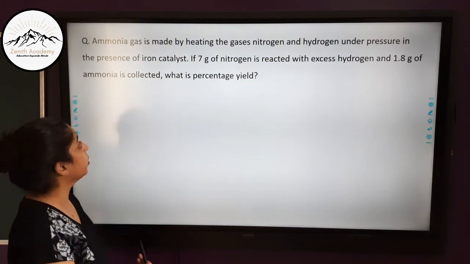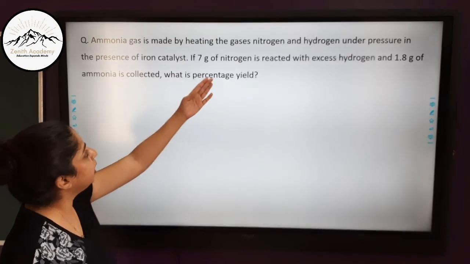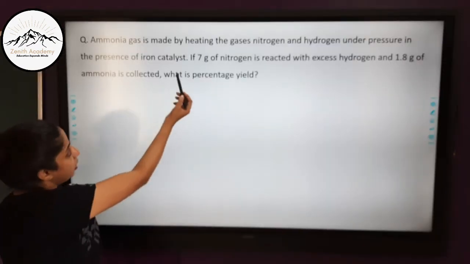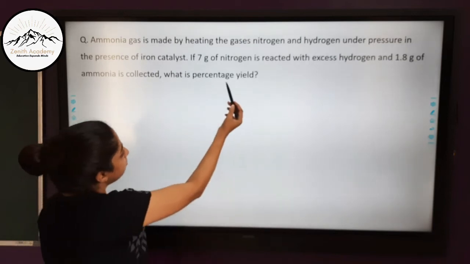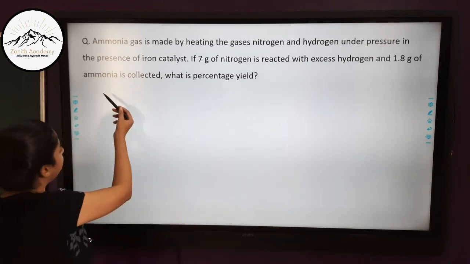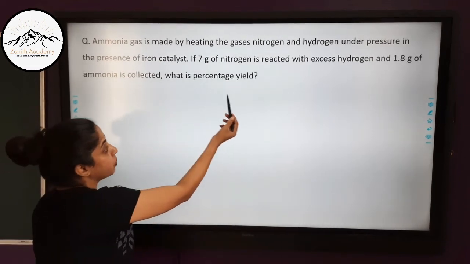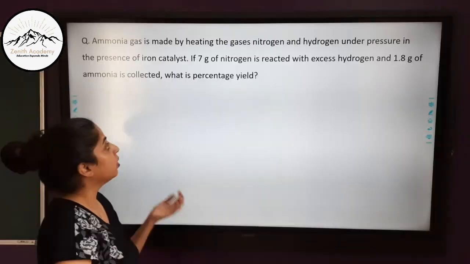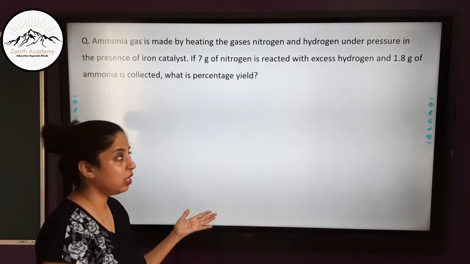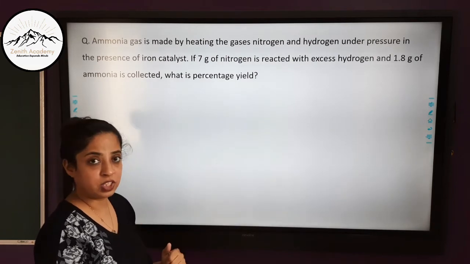Now let us see this question. Ammonia gas is made by heating the gases nitrogen and hydrogen under pressure in the presence of iron catalyst. So if 7 grams of nitrogen is reacted with excess hydrogen and 1.8 gram of ammonia is collected, what is the percentage yield? Now here they have not given you theoretical yield. So first we have to calculate theoretical yield and then we will find the percentage yield.